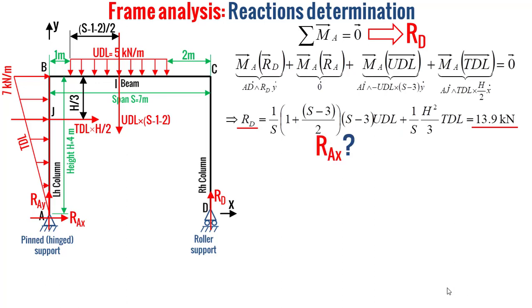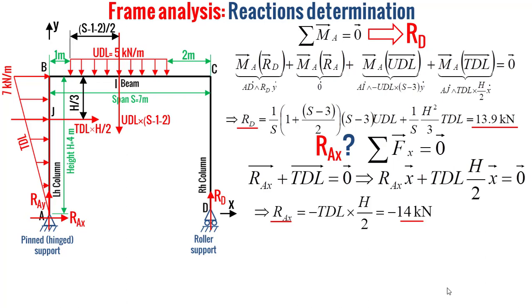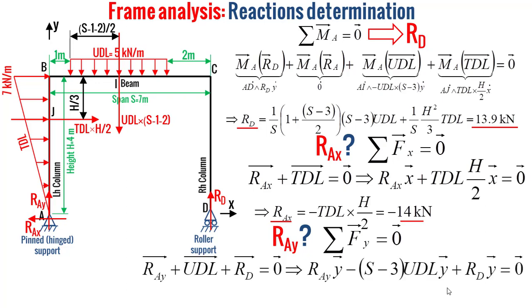Now, to determine the reaction RAX, we apply the equilibrium equation of forces along X, and we finally obtain RAX equal to minus 14 kN. Here RAX is negative, so it will be oriented towards minus X. And now finally we have to determine RAY. We apply the equilibrium equation of forces along Y, and finally we obtain RAY equal to 6.1 kN.